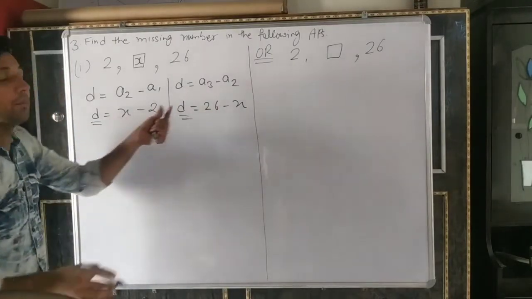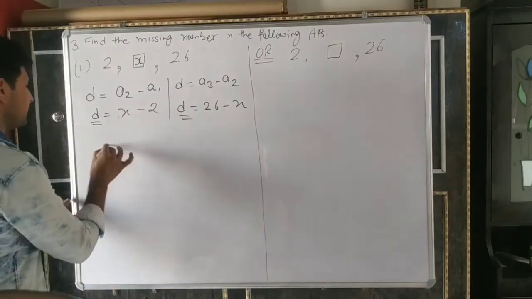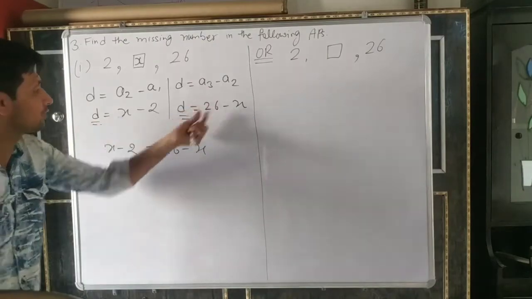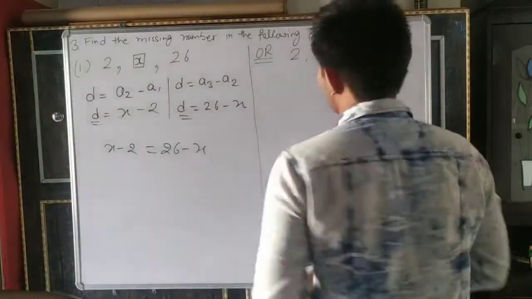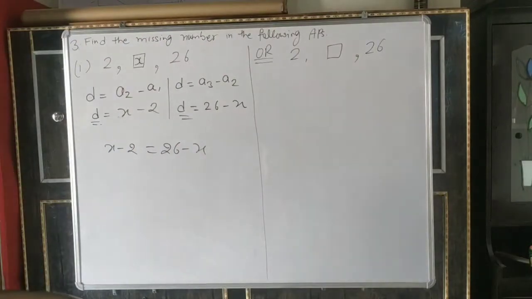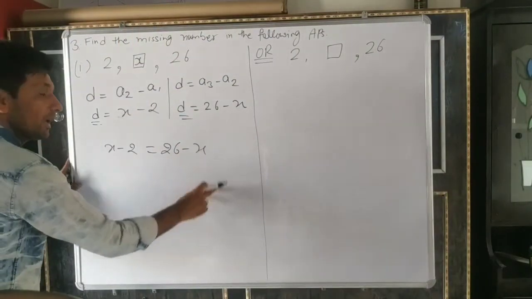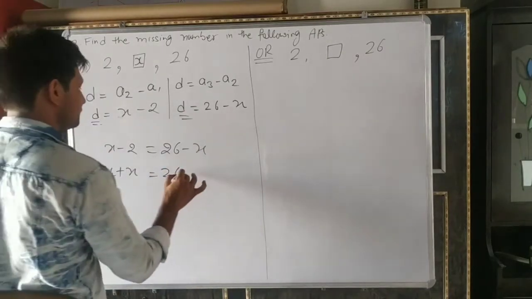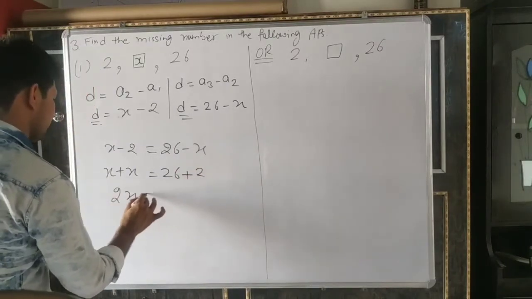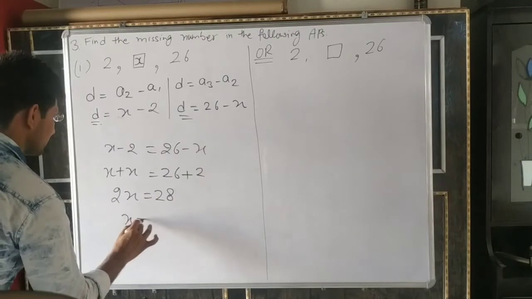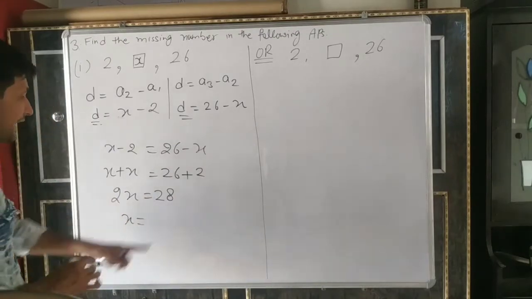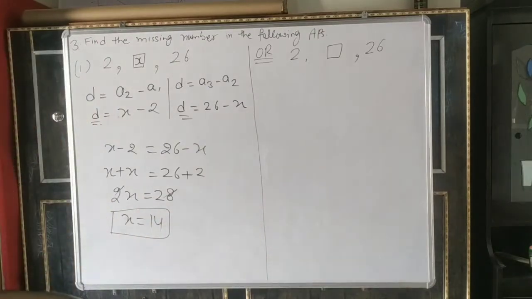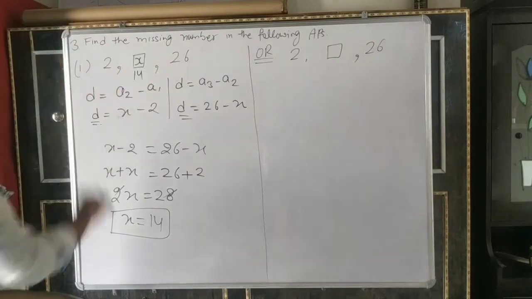Both are d, which means both are equal: x minus 2 equals 26 minus x. We want to find the value of x. We write x on one side; it is negative on one side so it becomes positive on the other. x plus x equals 26 plus 2, so 2x equals 28. The 2 is multiplied, so on the other side it is divided, and we get 14. So x is 14.